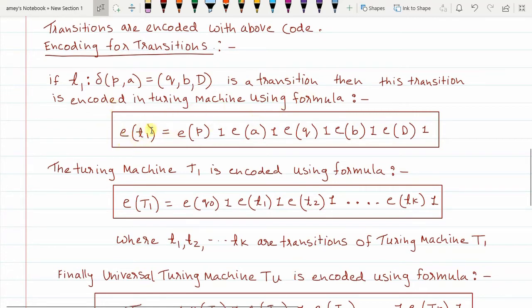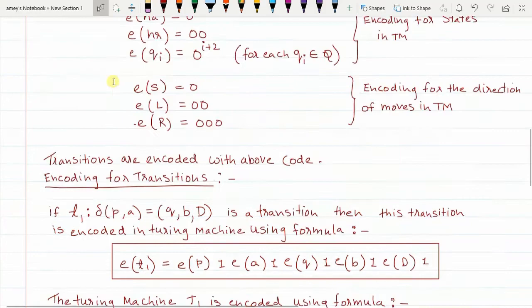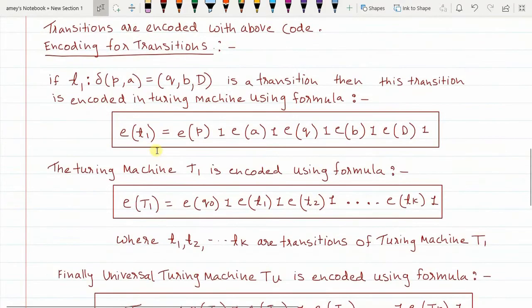So encoding for the transition T1 is, first you write encoding for P. P is a state. You have already seen how to encode each state, and you must have done it before applying this formula. So encoding of P. Then there is a separator value 1 that separates each of these individual encoding functions. So encoding of P, then 1, then encoding of A, then again 1, then encoding of Q, again 1, then encoding of B, then 1, then encoding of D, ending with 1. So this is the formula that we use to encode each transition.